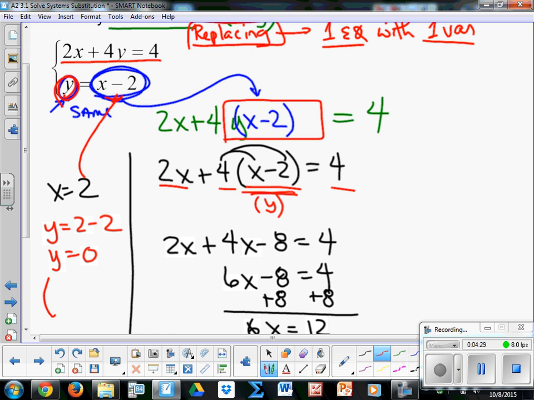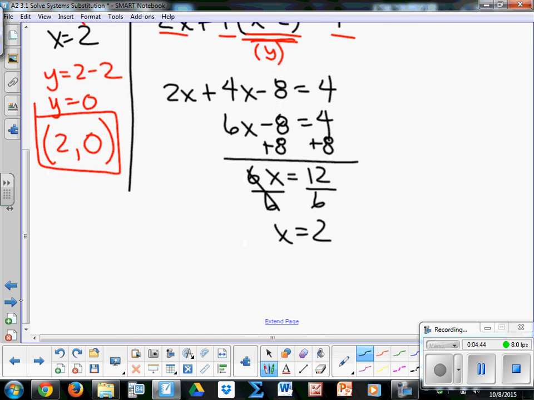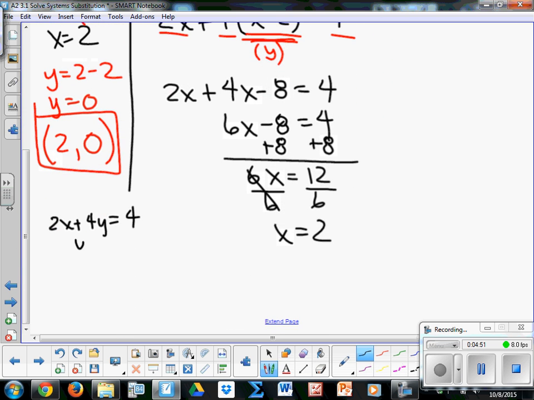So the ordered pair that makes this true, the solution for the system, should be (2, 0). What I'd like to do is double check that. So 2x plus 4y equals 4, and the other equation was y equals x minus 2. Sorry about all the sliding. I just want to double check that this works. Now I'm just confirming, putting 2 in for x and 0 in for y.